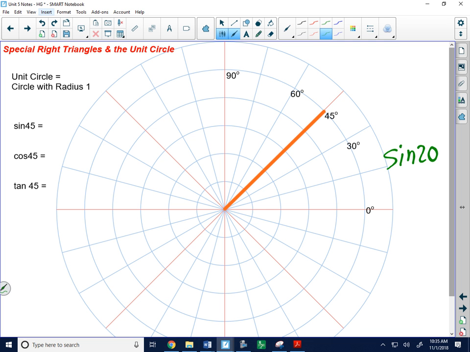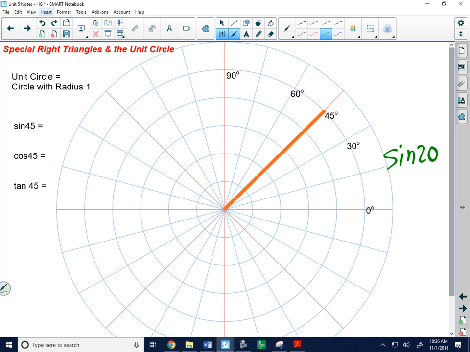Put sine of 20 degrees in your calculator. Like, do it right now. Do sine of 20. Tell me what you get. And degree mode. Yeah. 0.34. 0.34 dot dot dot, the decimal, right?